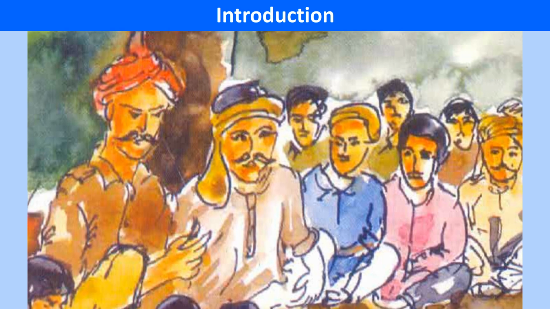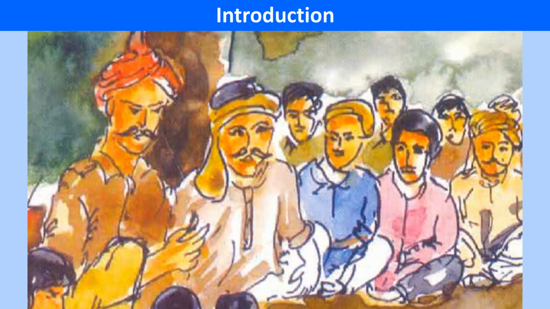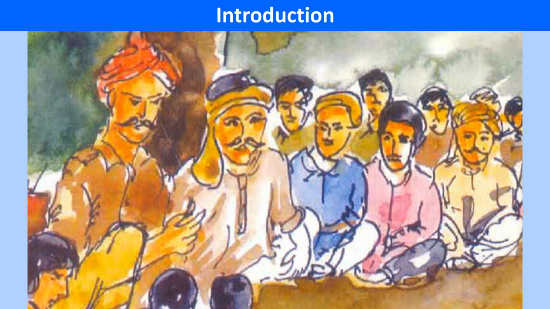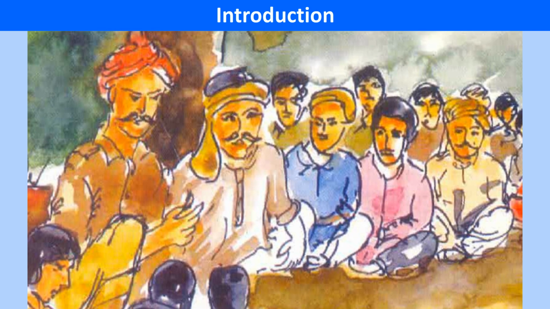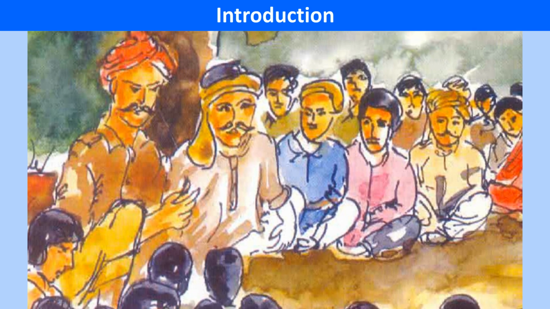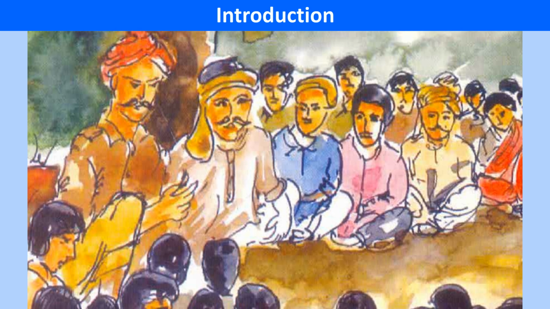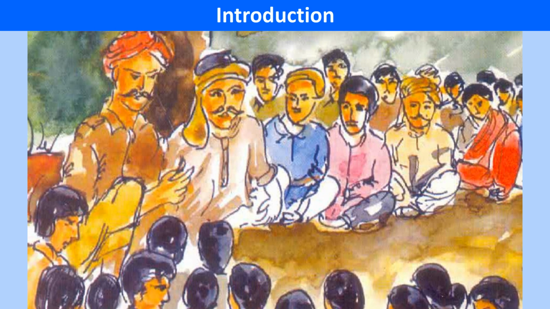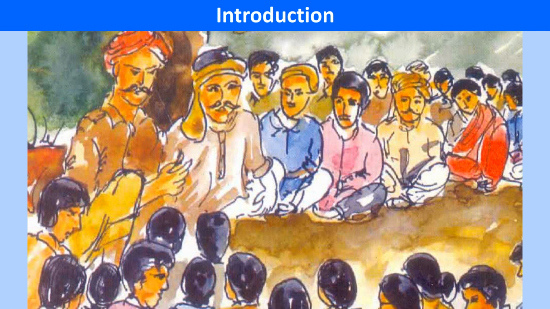In this chapter, we will learn about the structure and functions of local self-government in the villages, known as the Panchayati Raj. Panchayati Raj is a system of self-government at the village level. Through this, local people participate in the governance of their own region and are able to identify and solve their own localized problems.